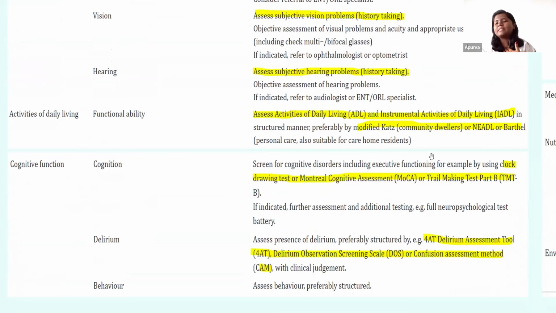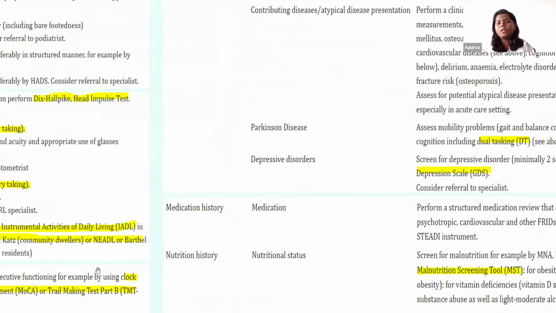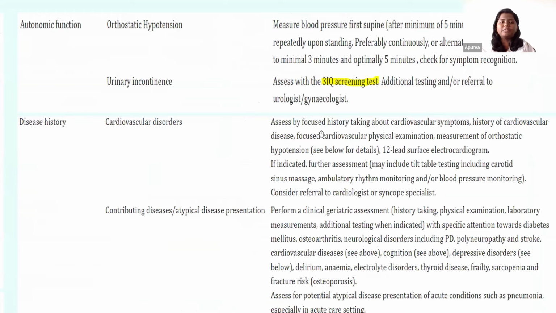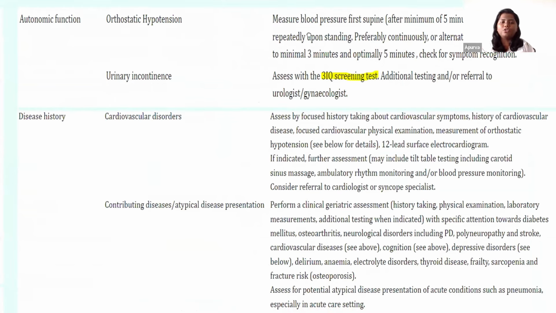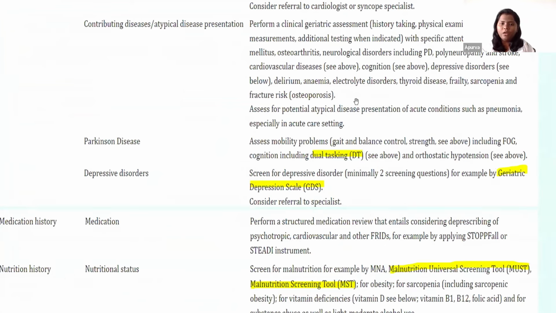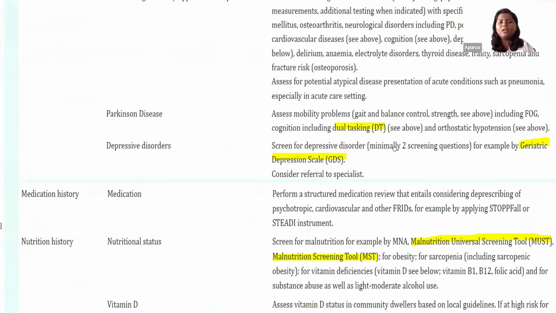While ADLs can be assessed with scales like Barthel, etc. Cognition can be assessed with scales like MoCA and other tests available. Delirium also needs to be assessed with the Confusion Assessment Method and various tools available in literature. As I just mentioned, the 3Q questionnaire remains important in your geriatric patients, in your patients who complain of a history of fall. Dual tasking also is a very important scale.